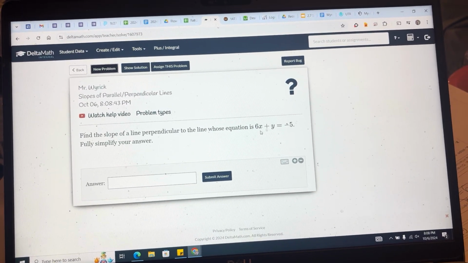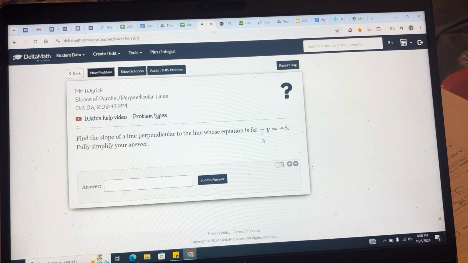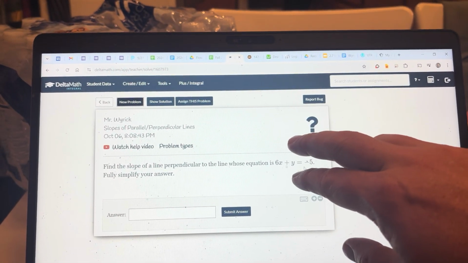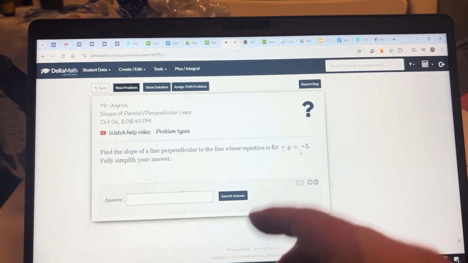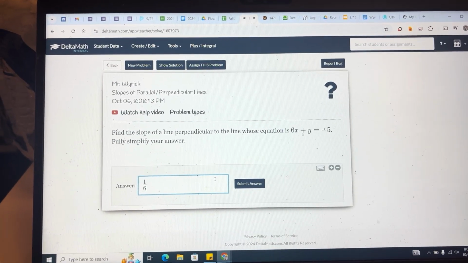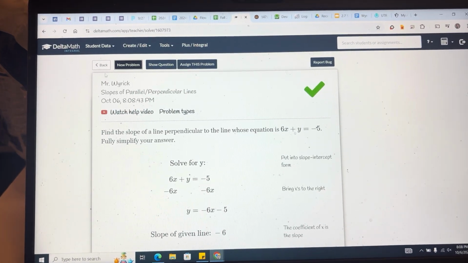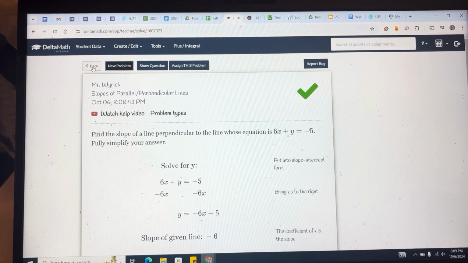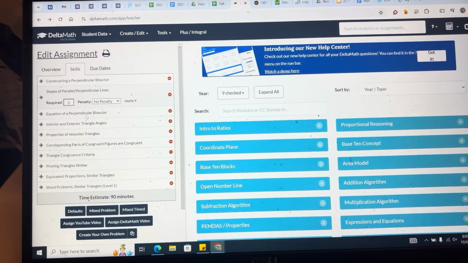Okay, on this one we have negative 6, and this is just it. So my slope is negative 6. That would be negative 6 over 1. I would flip it and I would change the sign. So the opposite reciprocal would be a positive 1 over 6. Okay, you're going to have 2 questions on this on the test. One will be parallel, one will be perpendicular if I set it up correctly.